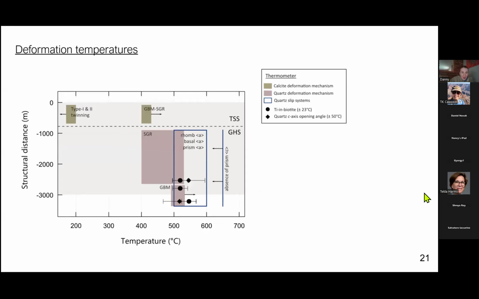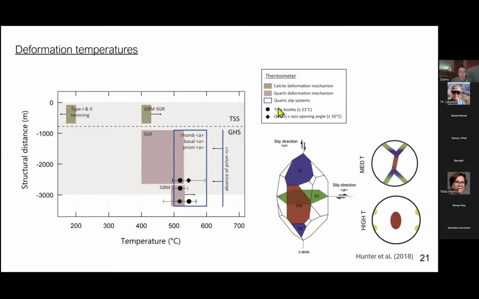Okay, so now we can try to get temperature estimates for these different deformation and kinematic processes. In the Greater Himalayan sequence, I got temperature estimates from the titanium-in-biotite method, as well as from quartz microstructures. These quartz microstructures include deformation mechanisms in pink here on the diagram, as well as slip systems that I inferred from quartz C-axis distributions. I also used the quartz C-axis opening angle thermometer.